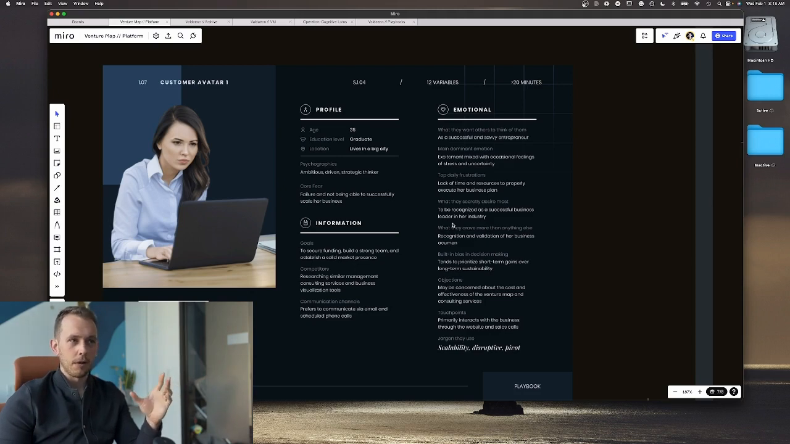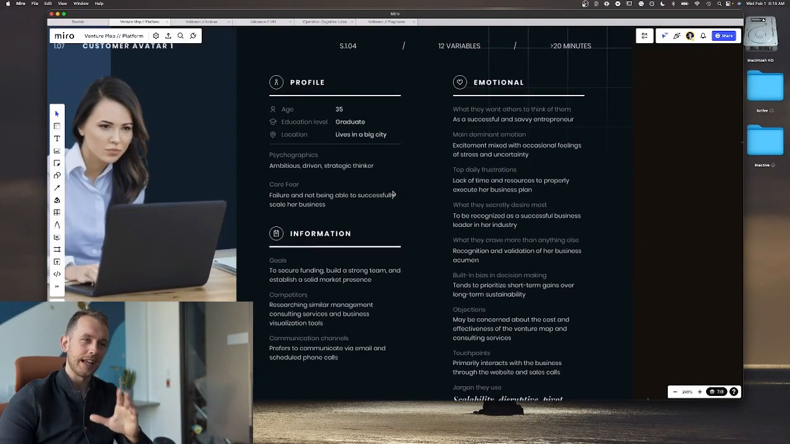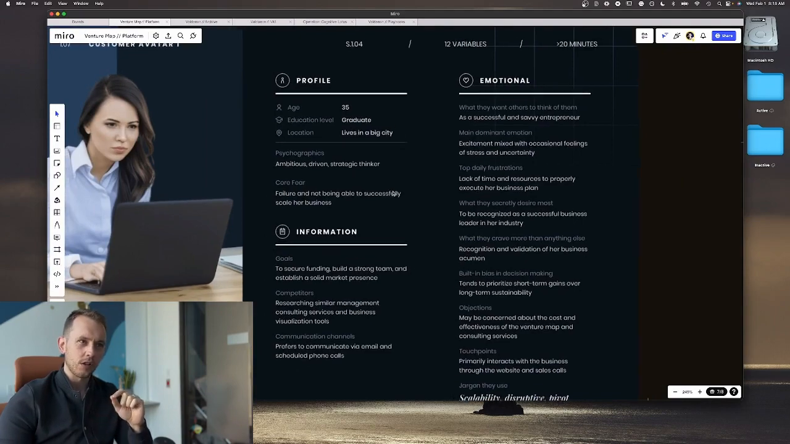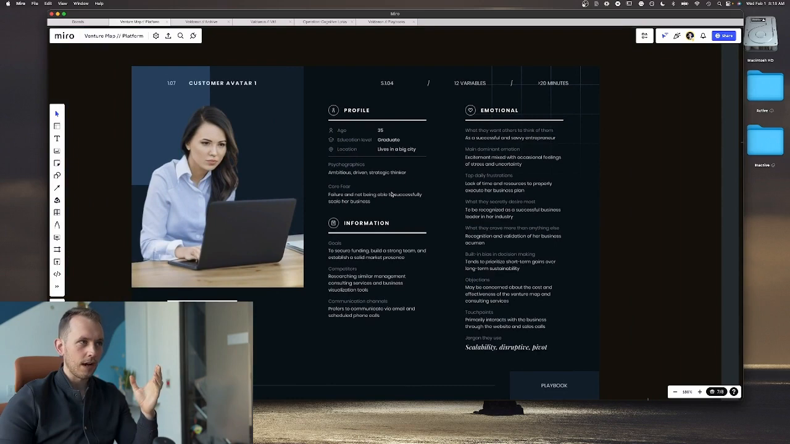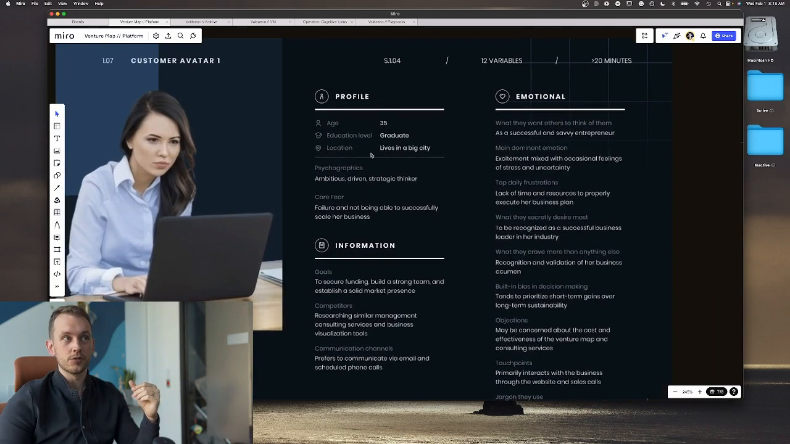For us, we've combined a few different schools of thought into this and are still working to tighten this up. But basically, we have three sections: profile, information, and emotional. I think we're going to consolidate down the emotional space a bit. In essence, we have demographics, psychographics, we've got fears, goals, the competitors, potential objections, their bias in decision-making, jargon they use, dominant emotions, these things.